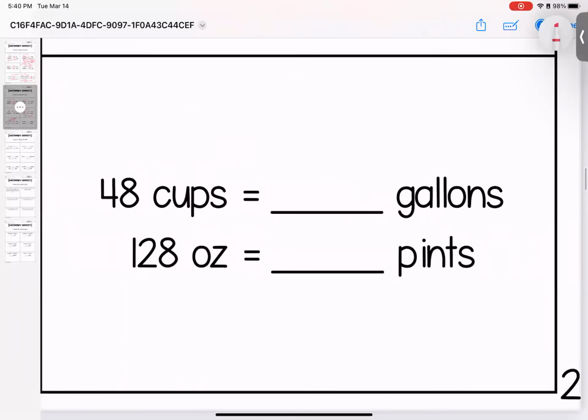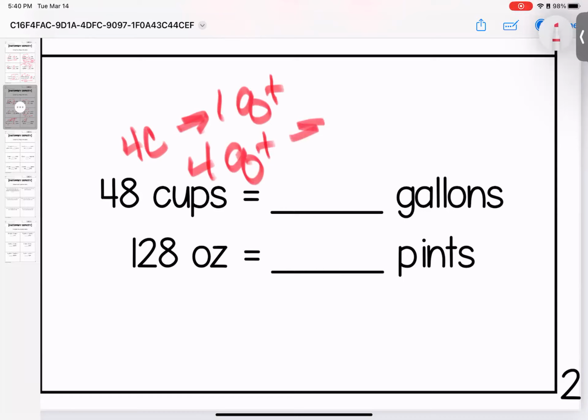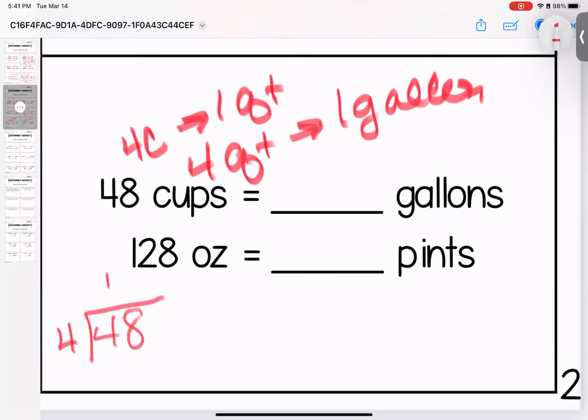Last one on this page, cups to gallons. Well, there are 4 cups in a quart and 4 quarts in a gallon. So we're going to do our double step. If we do 48 divided by 4, and if you're not sure, write it out. It goes in 12 times. This is going to be my quarts. Quarts to gallons, 12 divided by 4 leaves me with 3. There are 3 gallons.